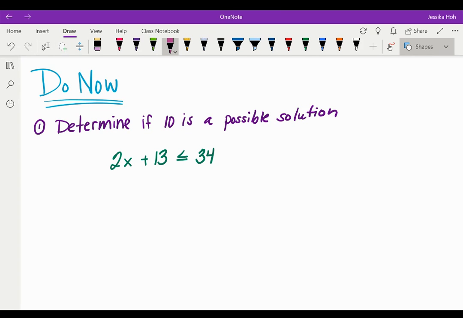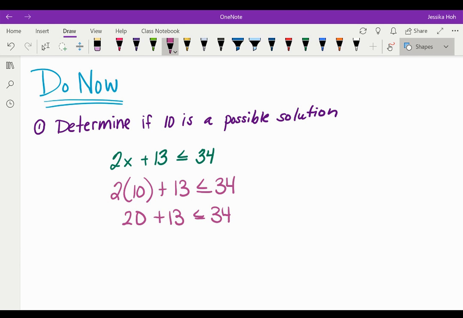Our do now for today is to determine if 10 is a possible solution. I would plug 10 in for x. So 2 times 10 plus 13 is less than or equal to 34. Order of operation does matter, so I'm going to multiply first. 2 times 10 is 20, plus 13 is less than or equal to 34.